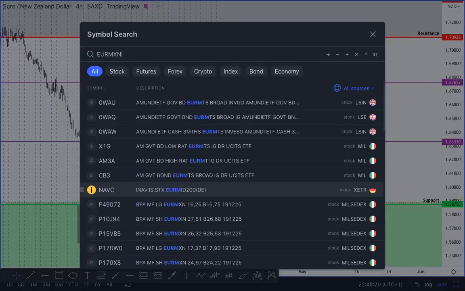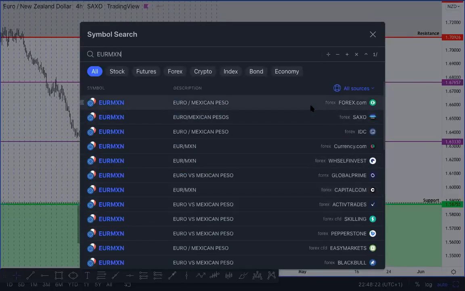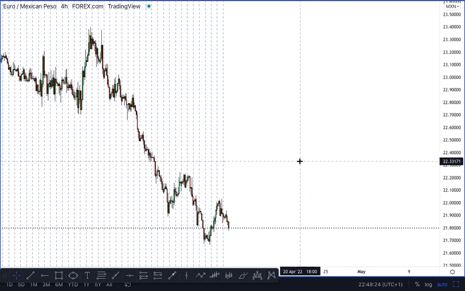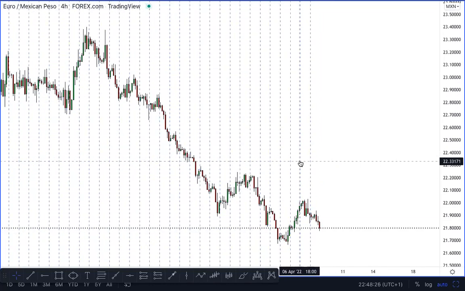Euro MXN, you said. I've never traded this pair before, but it's looking like the same setup, pretty much.